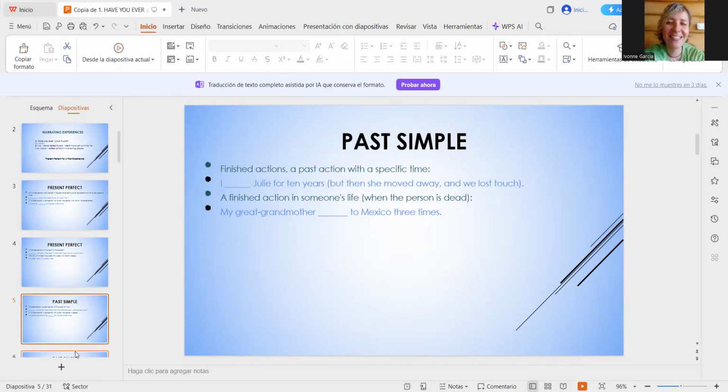Here we have past simple. So remember that you already know that. We saw this in level 3 here with the Sena English courses. Here we have finished actions, a past action with a specific time. So, for instance, in this case, I can say I saw Julie for 10 years, but then she moved away and we lost touch.